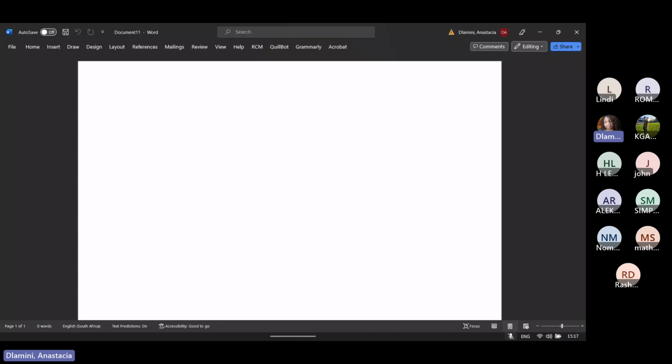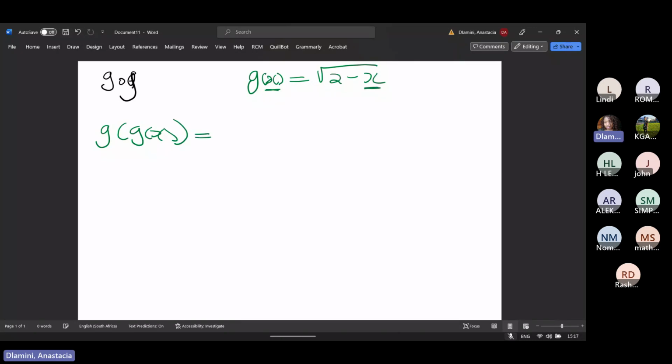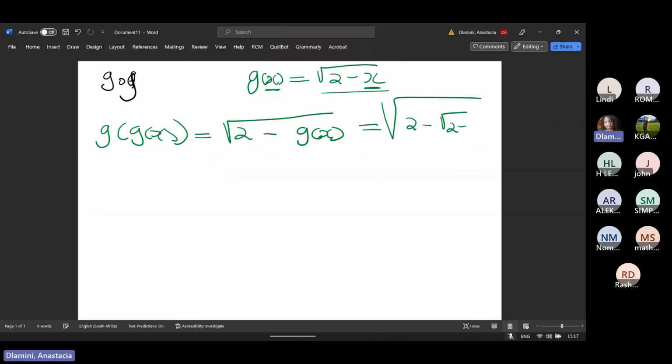Okay. So now they want G composite G. Is someone asking a question? Ne? So it means G inside G of X. Where I see X, I put G of X. Where do I see X? 2 minus G of X. So what is G of X? I know G of X is this part. So it's 2 minus square root of 2 minus X. This is also another interesting one.